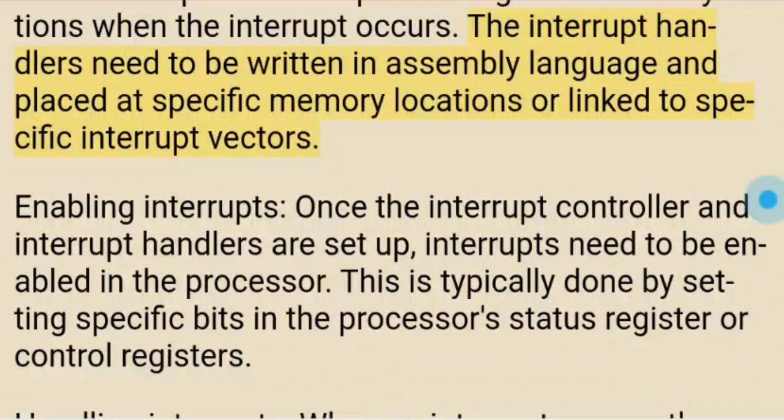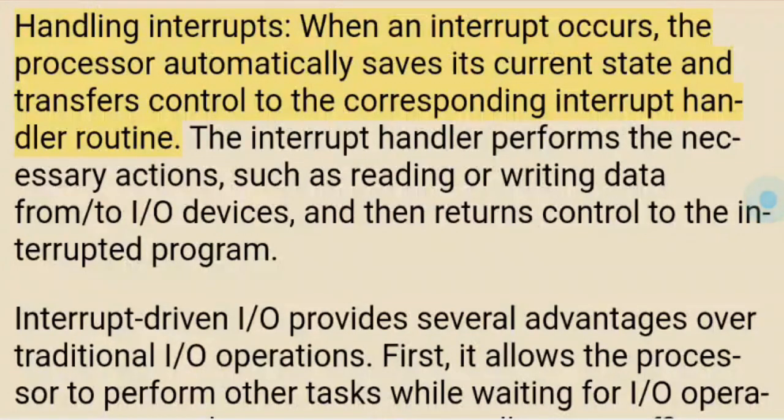The interrupt handlers need to be written in assembly language and placed at specific memory locations or linked to specific interrupt vectors. Enabling interrupts. Once the interrupt controller and interrupt handlers are set up, interrupts need to be enabled in the processor. This is typically done by setting specific bits in the processor's status register or control registers. Handling interrupts. When an interrupt occurs, the processor automatically saves its current state and transfers control to the corresponding interrupt handler routine. The interrupt handler performs the necessary actions, such as reading or writing data from or to I/O devices, and then returns control to the interrupted program.